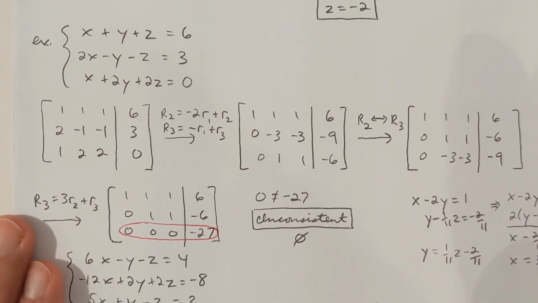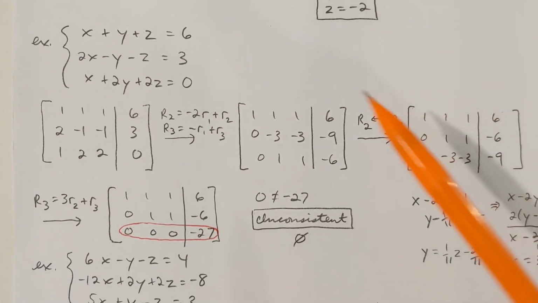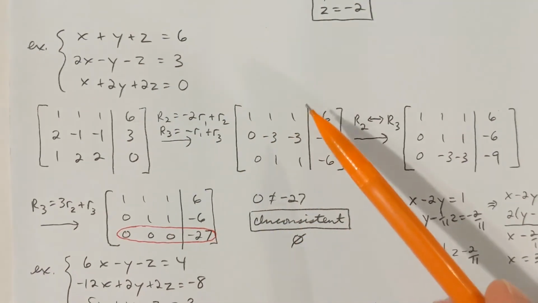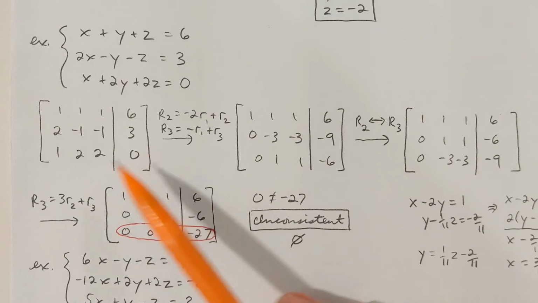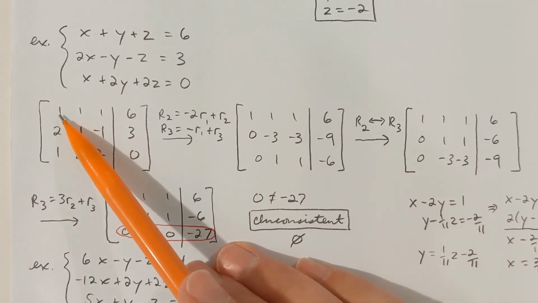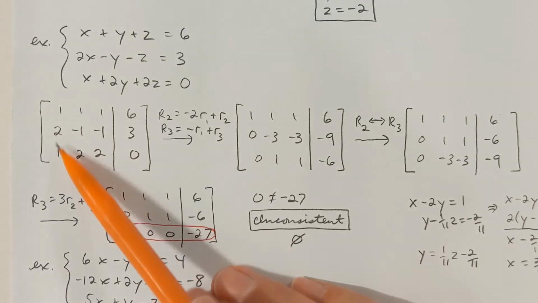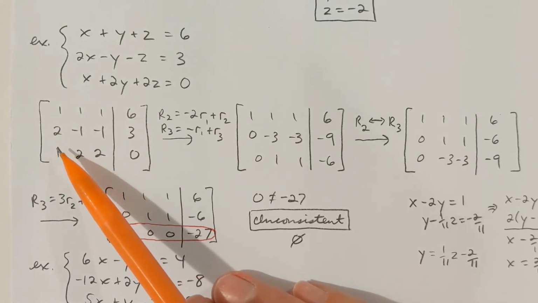Okay, I've got 2 more examples here. The next one, same deal, we're solving a 3 by 3. Here's an augmented matrix representing that system. I've already got a 1 in the upper left-hand corner. So I need a 0 right below, 2 zeros right below that.